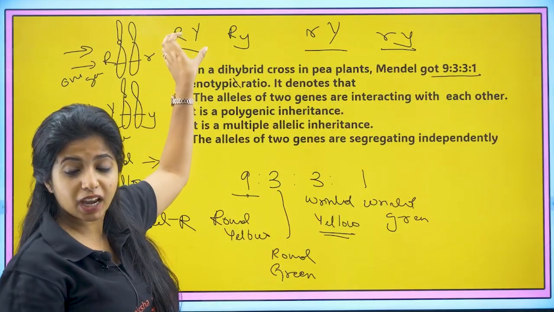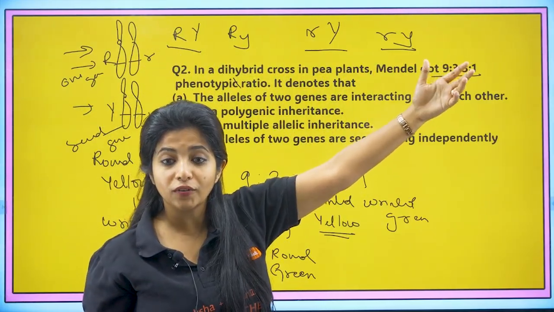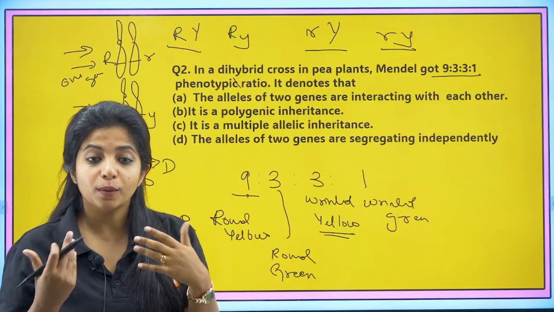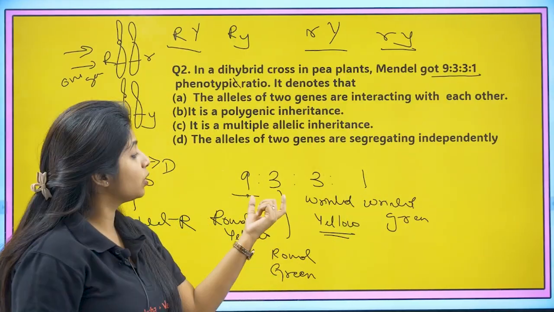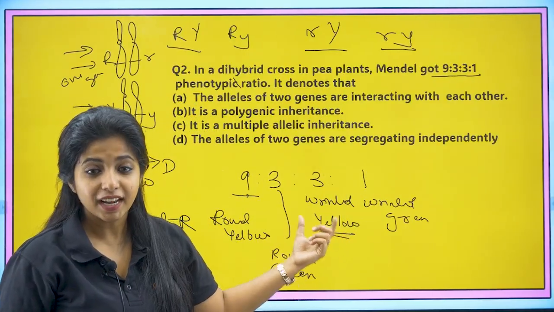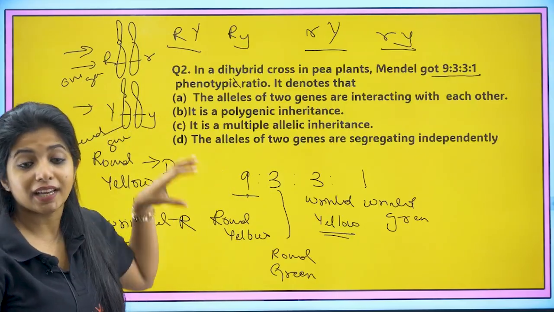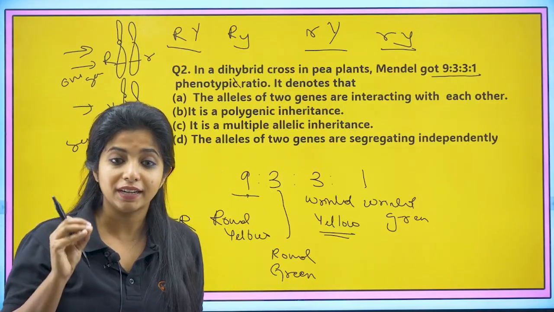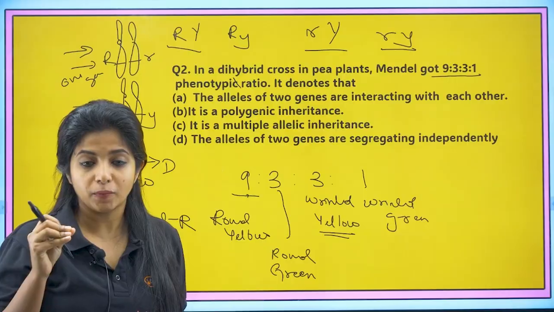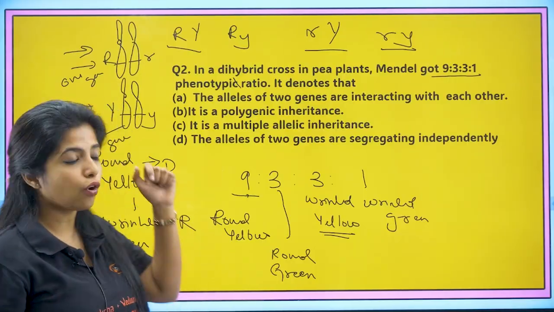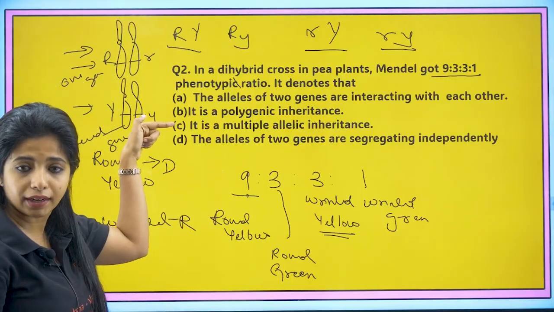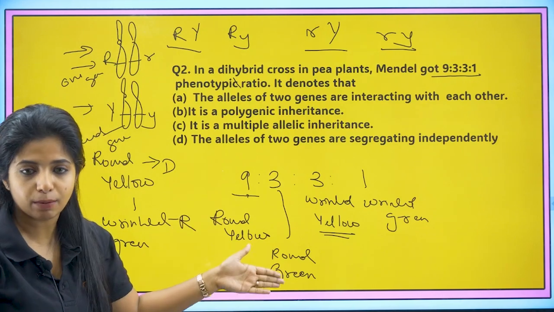Suppose you have capital R, capital Y, and from there you get small r, small y. These gametes are going to come together and form something new. That is how you get newer combinations. You get it? They are independently assorting, and this is what the third law of Mendel is, the law of independent assortment. When you're talking about alleles of two genes coding for two characters, they are going to segregate independently.